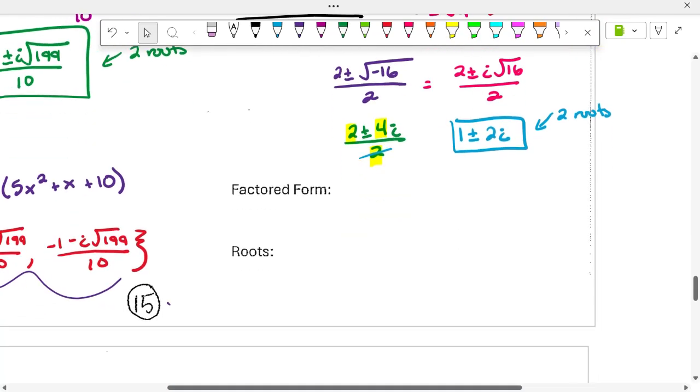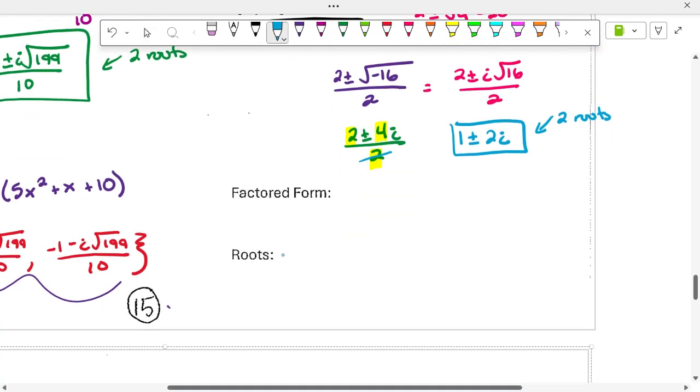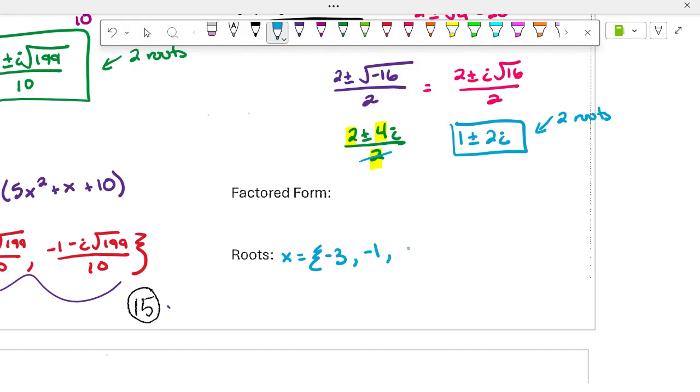So if I list out all 5 of my roots, x should equal -3, -1, 1, 1 plus 2i, and 1 minus 2i. And I should have 5 roots total because that's the number of degrees I have. I have 1, 2, 3, 4, 5, so we know we're good.